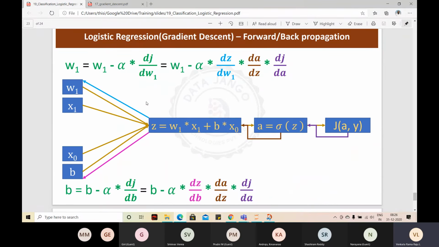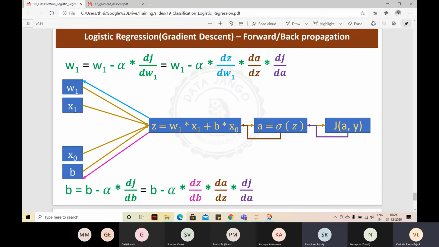That is how the gradient descent algorithm works on a logistic regression function. Using the chain rule, it is going to calculate the slope of the tangent at a given theta or w. Got it? Any questions? So what is a equal to sigma of z?